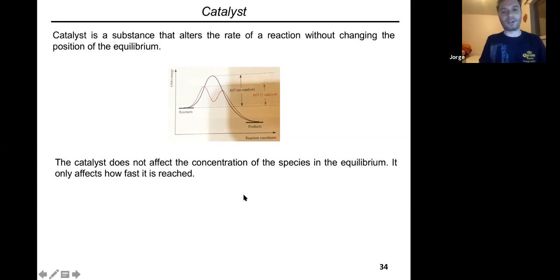An important thing to note: the catalyst does not affect the concentration of the species at equilibrium. It only affects how fast equilibrium is reached.